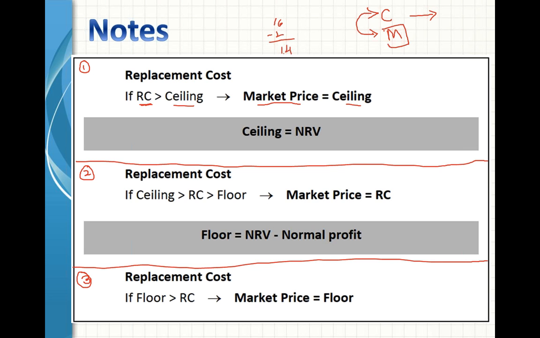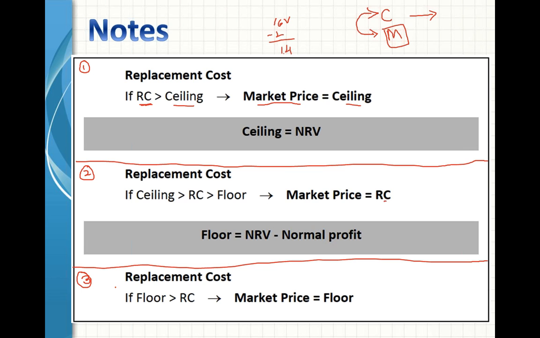So for this we are working in three scenarios. If RC is greater than ceiling, the market price will be ceiling. Ceiling is nothing but NRV. NRV means selling price, the current market price, minus selling expenses. Whereas in the second case, if ceiling is greater than replacement cost and replacement cost is also greater than floor, your market price will be replacement cost. So that replacement cost amount will become your market price, which will then be compared with the cost price.